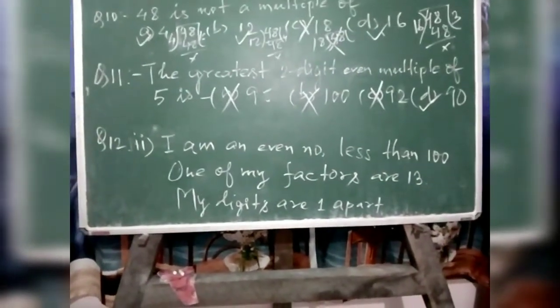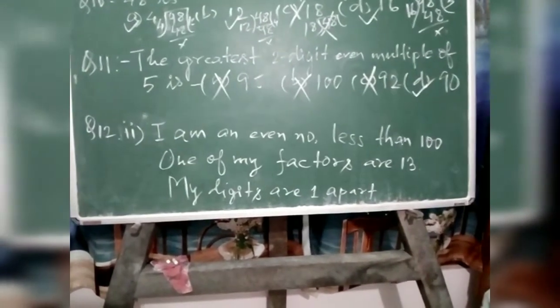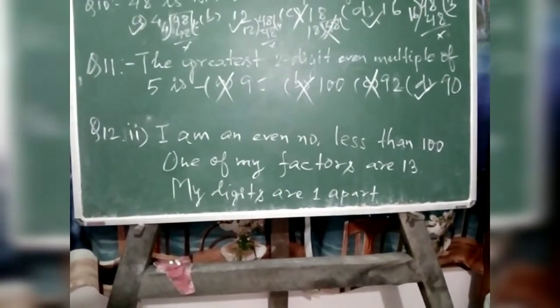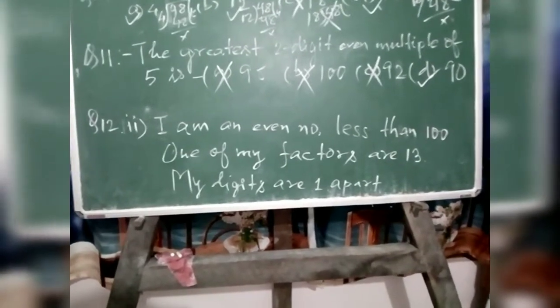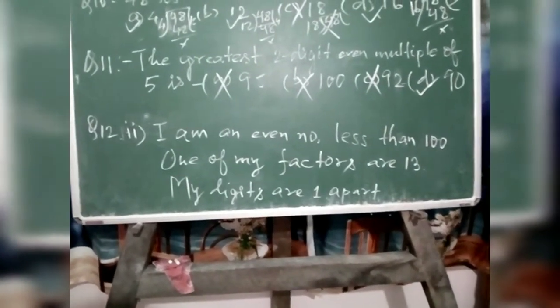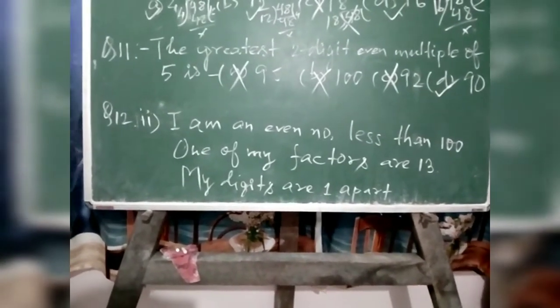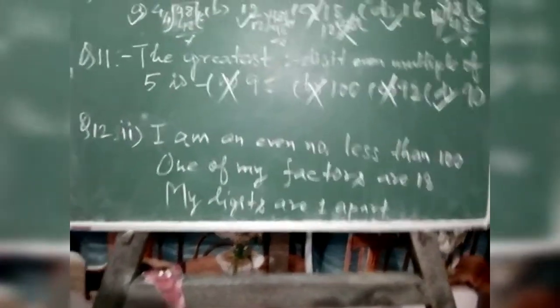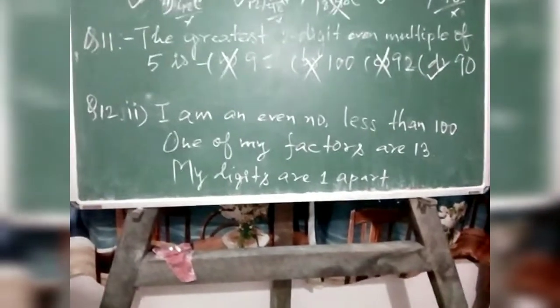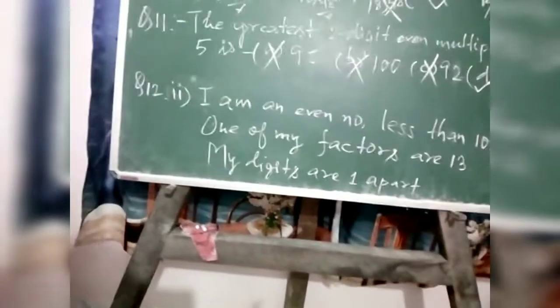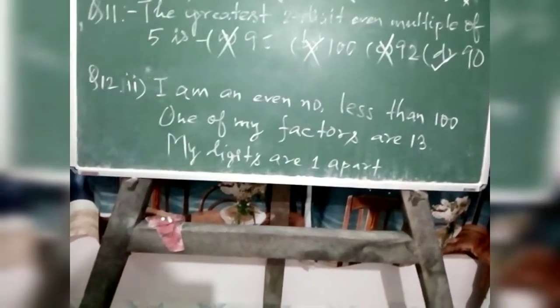Now question number 12: I am an even number less than 100. One of my factors is 13, so we have to see the table for 13. And my digits are 1 apart. We have to check this also. I am supposed to be less than 100 and a multiple of 13.